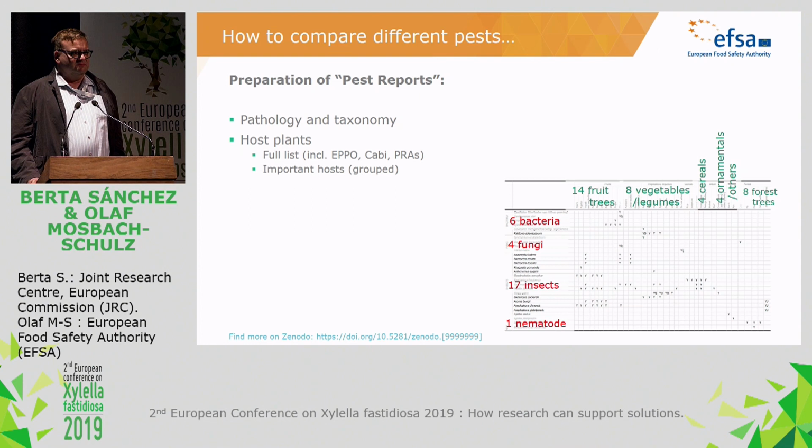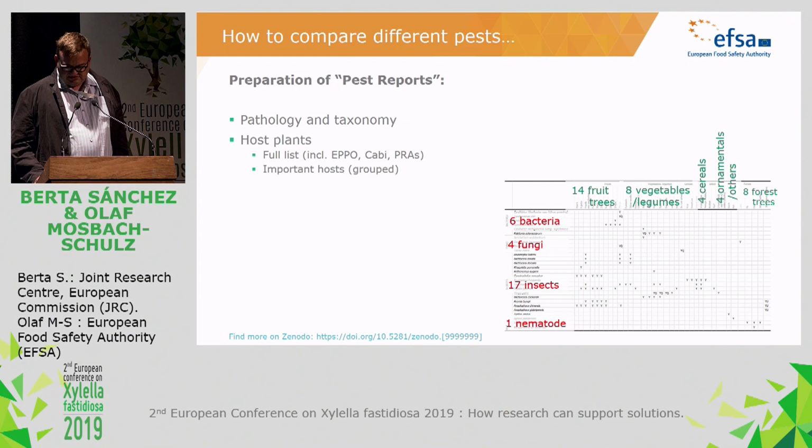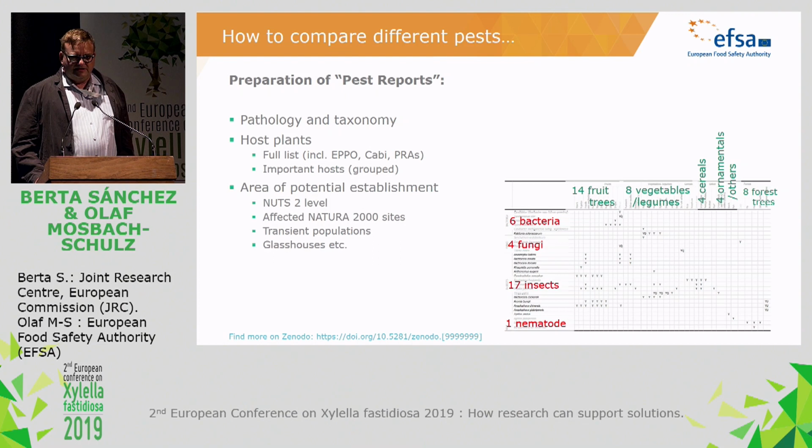And then already the first step of simplification had to be done, because when these two models come together, we have to see what JRC was able to put into the economic analysis. So we defined important host categories, and you can see we were looking at 14 fruit trees, 8 vegetables or legumes, 4 cereals, 4 ornamentals, and 8 forest trees. And in fact, this matrix which appears there now has to be filled.